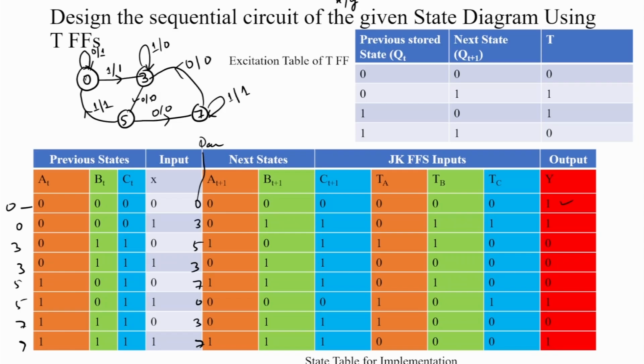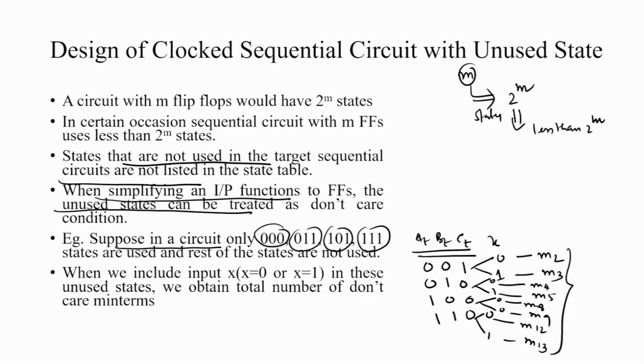So, this is the state diagram. Suppose this state diagram is given, not this table. Then simply we design a table from this state diagram, and if the state table is given, then we design a state diagram. Here some of the states, 1, 2, 4 and 6, are not used. When we take input value x equal to 0 and 1 with those states, we will find the terms m2, m3, m4, m5, 8, 9 and 12, 13, in which there is a don't care condition, and the rest are given here.